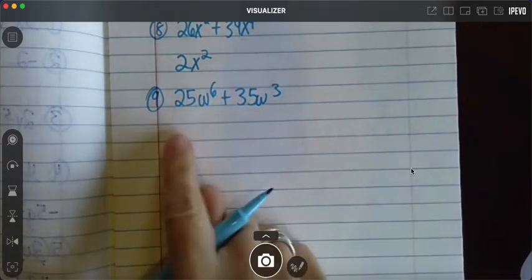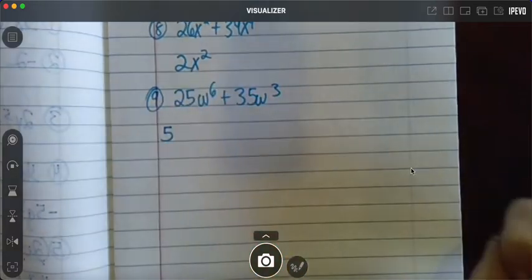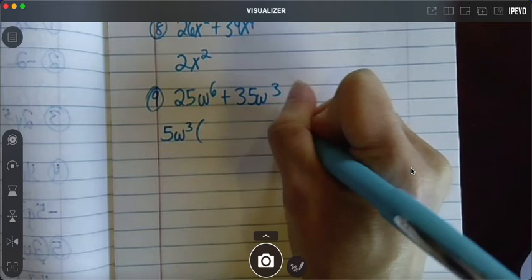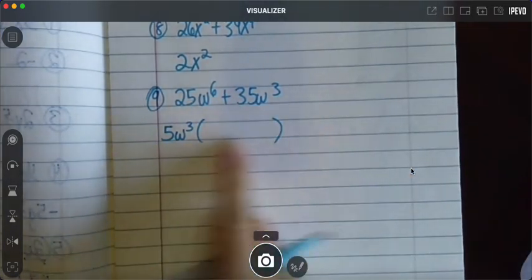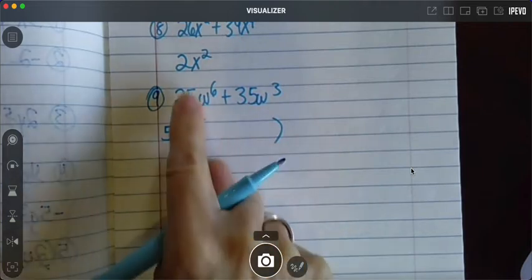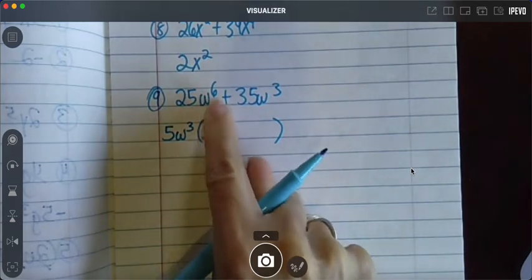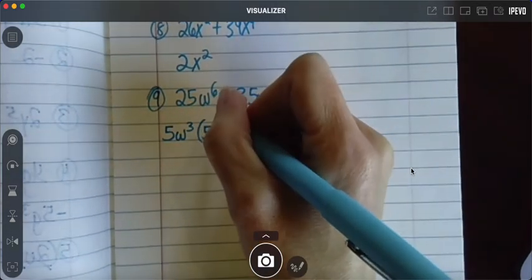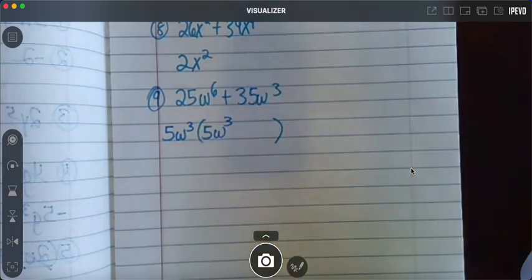So what number goes into 25 and 35? 5. And how many w's can I factor out? They both have at least 3, so I can do that. So that is what I'm going to factor out. Now we have to write what's left over. Just divide it out. What's 25 divided by 5? And when you're dividing variables, you just subtract, right? What's 6 minus 3? That one's going to be 3. 5w to the 3rd. Okay?